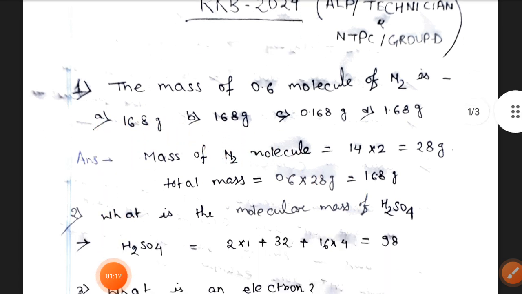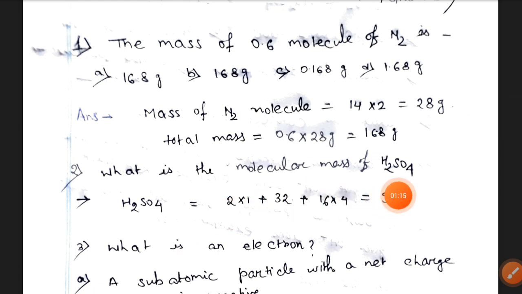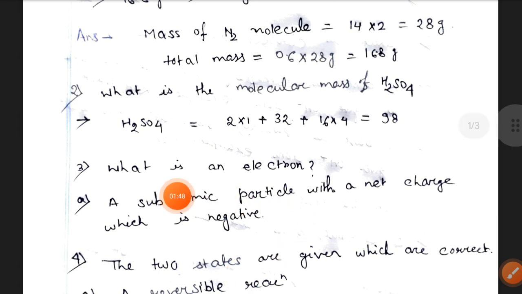Okay, next, what is the molecular mass of H2SO4? You have to remember the masses of the periodic table elements, basically the first 20 by atomic number. For H2SO4, hydrogen is mass 1, sulfur 32, and oxygen 16. So 2 into 1 plus 32 for sulfur plus 16 into 4, that is 98.